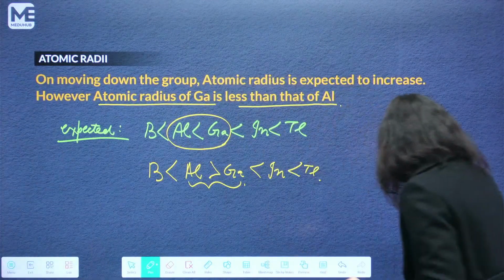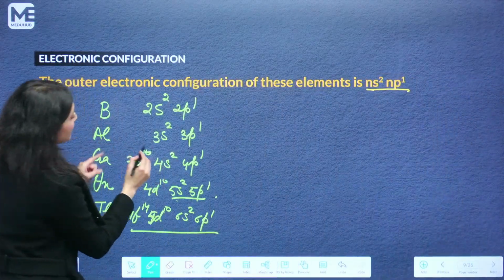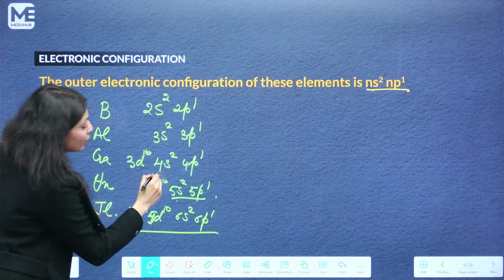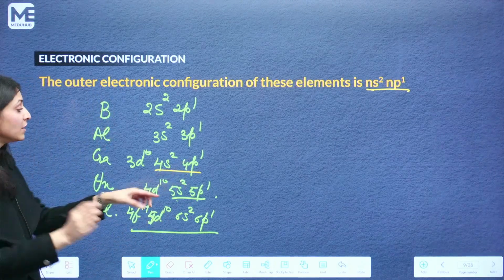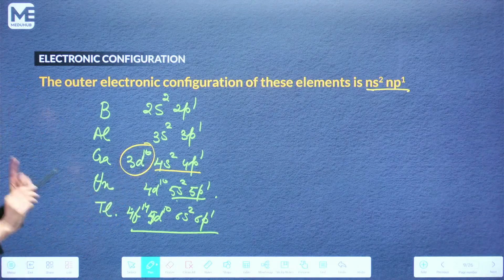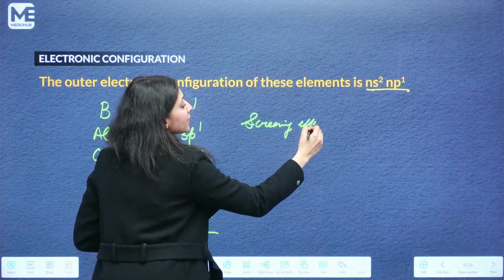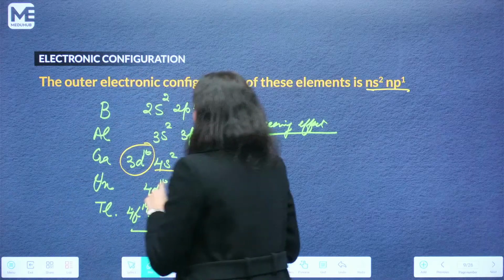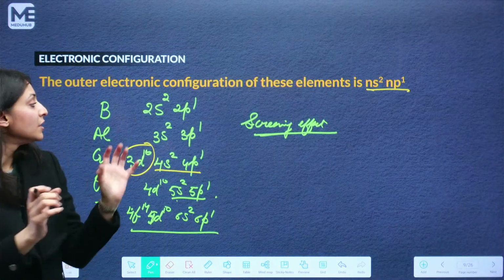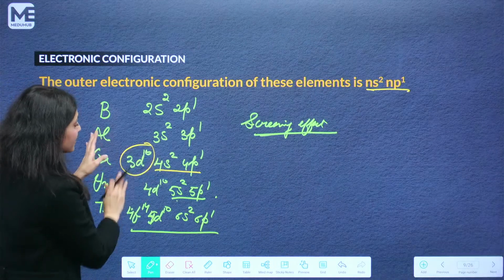Going back, these are the electronic configurations. Here aluminium is 3s2 3p1, but when you talk about gallium, before the valence 4s2 4p1 configuration we have a full 3d subshell here, right? Now if you talk about the screening effect or the shielding effect, 3d electrons are very bad at shielding the nuclear charge, right? So whatever nuclear charge is there in gallium, it will not be shielded by the 3d electrons.